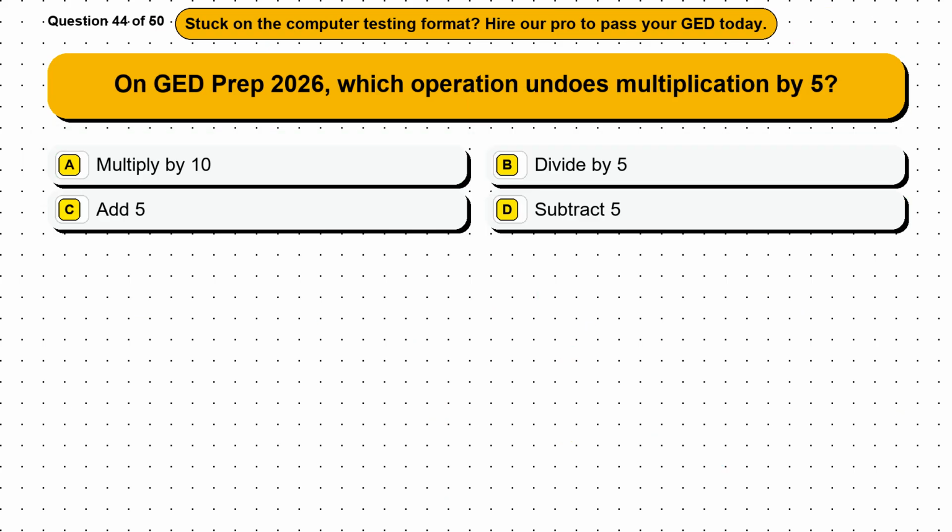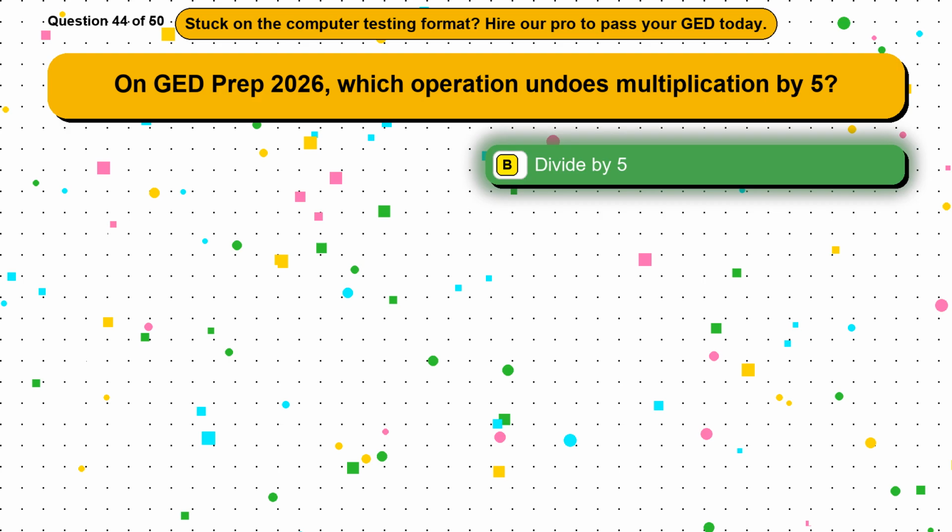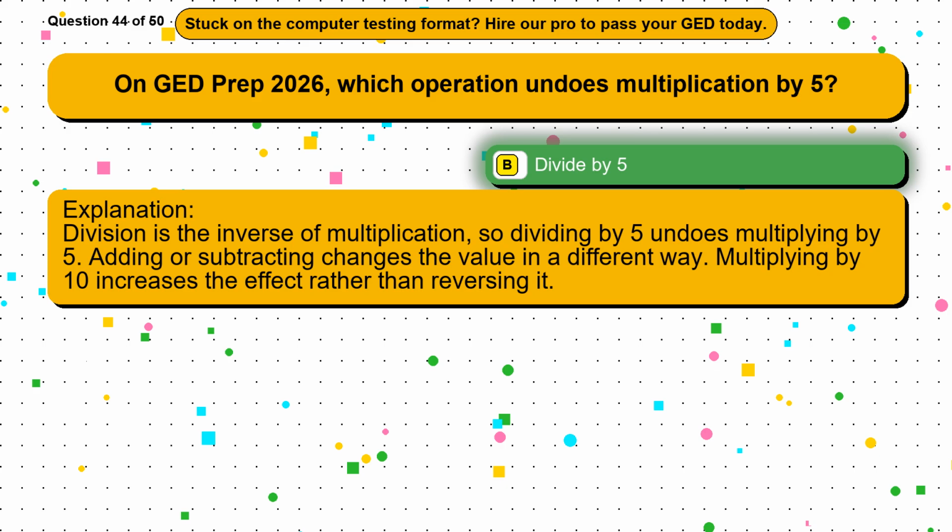Question 44. On GED Prep 2026, which operation undoes multiplication by 5? Option A multiply by 10. Option B divide by 5. Option C add 5. Option D subtract 5. The correct answer is option B, divide by 5. Division is the inverse of multiplication, so dividing by 5 undoes multiplying by 5. Adding or subtracting changes the value in a different way. Multiplying by 10 increases the effect rather than reversing it.